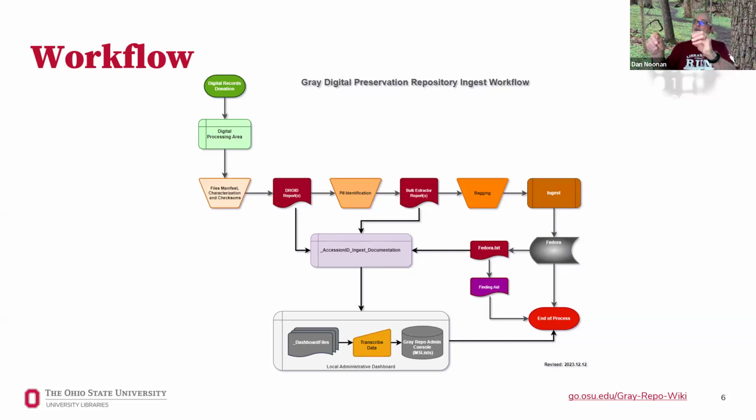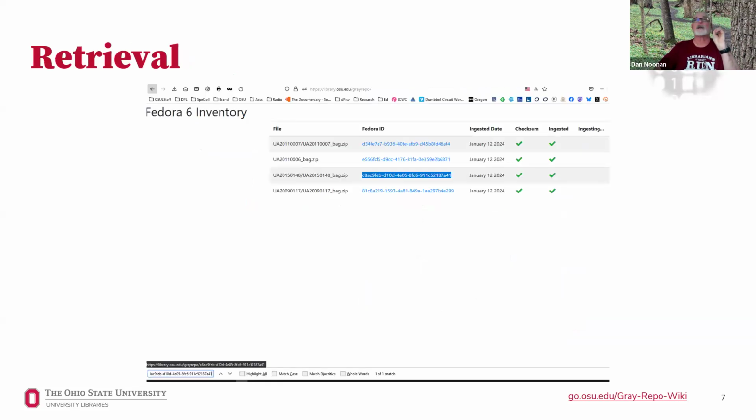We put that information also into that dashboard that we have for now having administrative control over the things that we have in there, unlike what we have with our current so-called dark archive. And so if you had to retrieve something, we go to our gray repo here, web interface. You can see it's the Fedora 6 inventory is what we have here. And this is the extent of the interface.